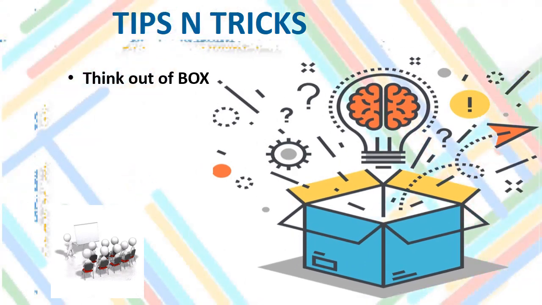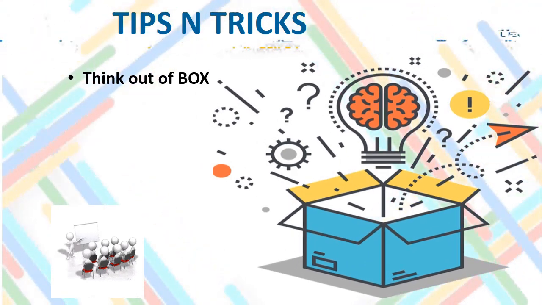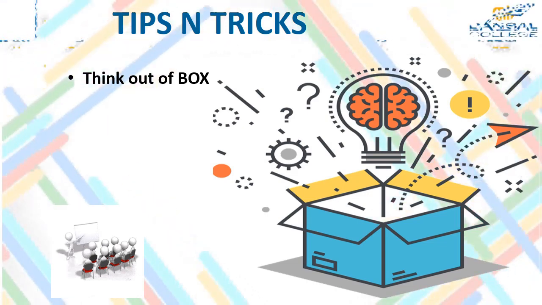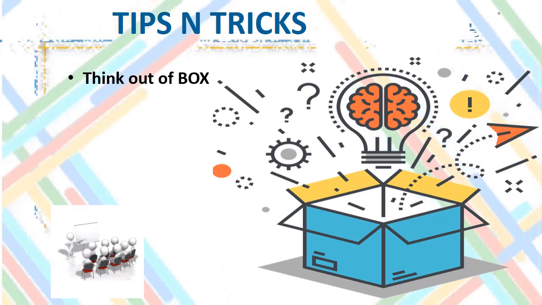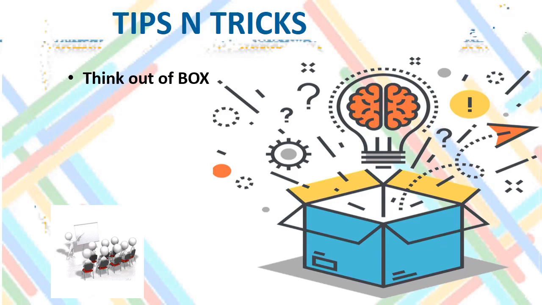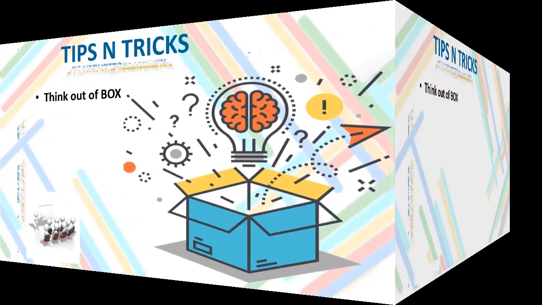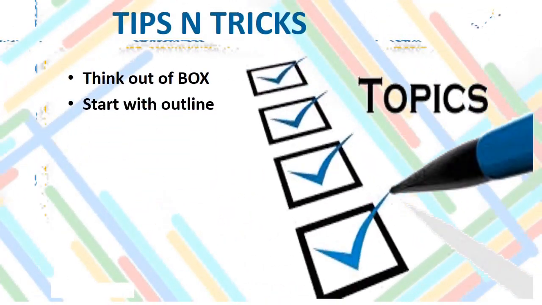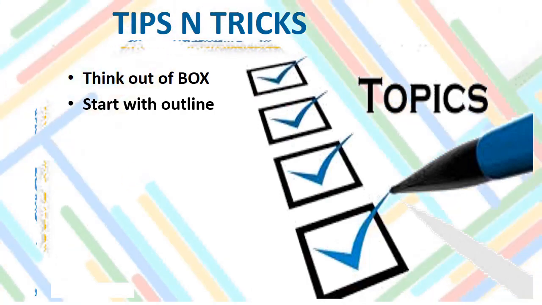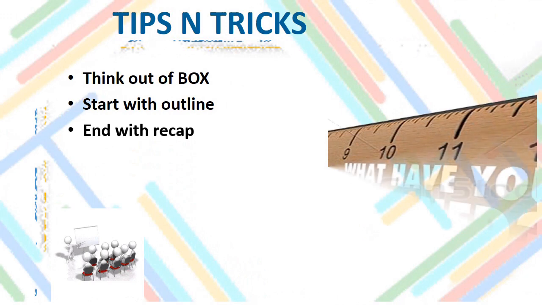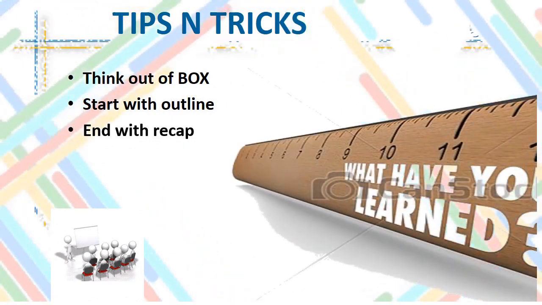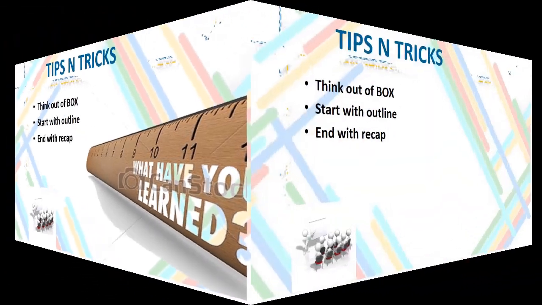The first is to leave the traditional way of thinking. Think out of the box. Limitations of traditional teaching can be overcome here. Animations and complex diagrams are now just a matter of a click. Next is to always start with an outline. List down the topics to be covered in the class. Always end your topic with summarization. Always recap what you have learned today.